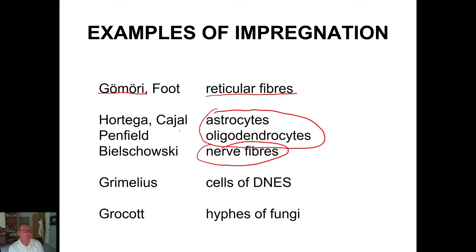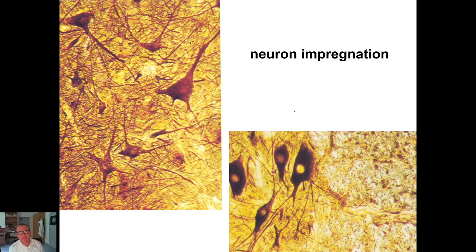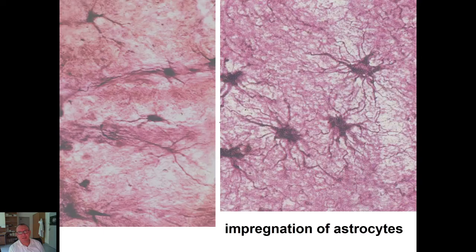In our slide box you can find two impregnated specimens. One is a spleen where Gömöri method was used and reticular fibers are black, and the photograph is here. So it is impregnation after Gömöri. This black network here are reticular fibers, and there are other impregnations for neurons and glial cells. You will see impregnation of neurons in the one specimen of brain.